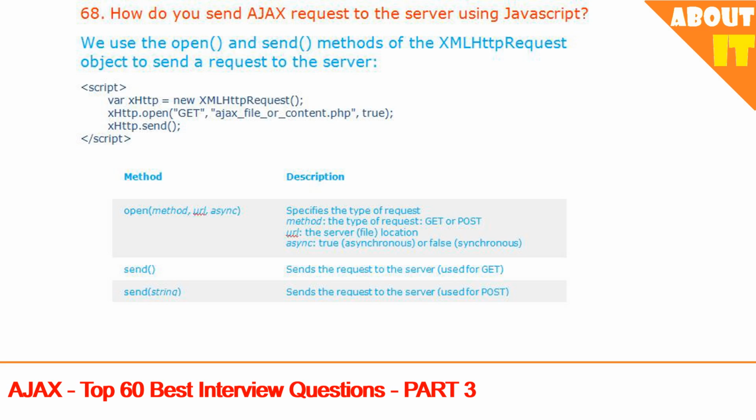Method description. open(method, url, async) specifies the type of request. Method: the type of request, GET or POST. URL: the server file location. Async: true for asynchronous, or false for synchronous. send() sends the request to the server, used for GET. send(string) sends the request to the server, used for POST.